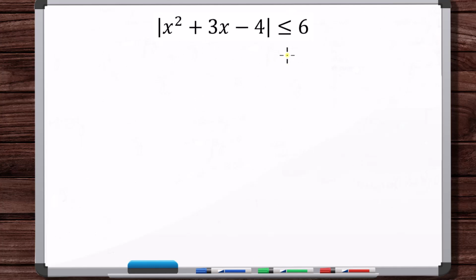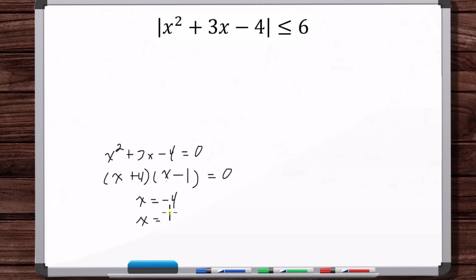Okay, we can't simplify this anymore, so let's find all of the crossover points for this quadratic expression here. With a polynomial, it's just going to be where the polynomial equals 0. So let's see. x squared plus 3x minus 4 is equal to 0. Let's solve this. So we've got x, 4, 1. We could do plus 4 minus 1. So x is equal to -4 and x is equal to 1 is where this expression can change signs. These are the only 2 points where this expression can change signs.